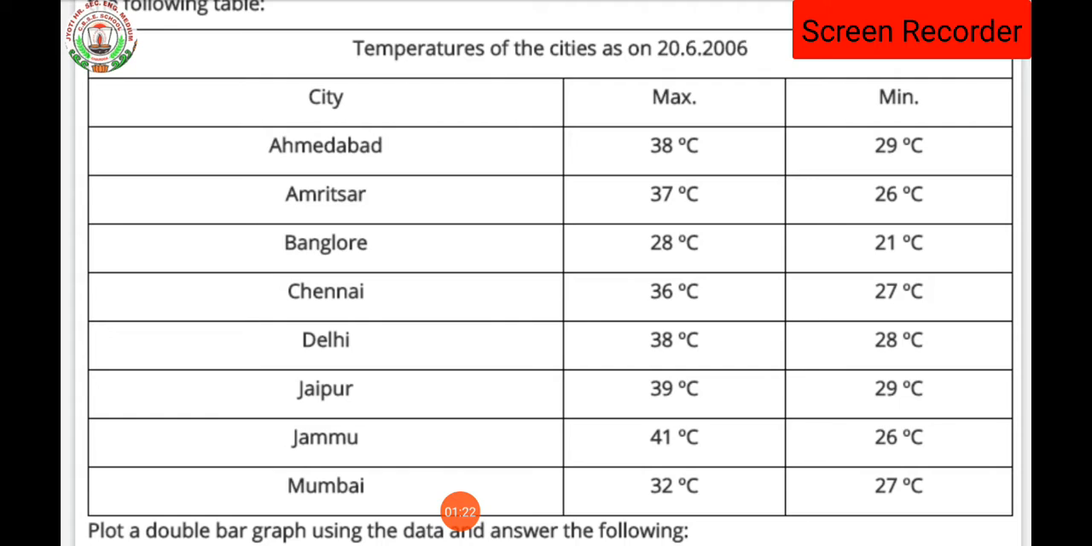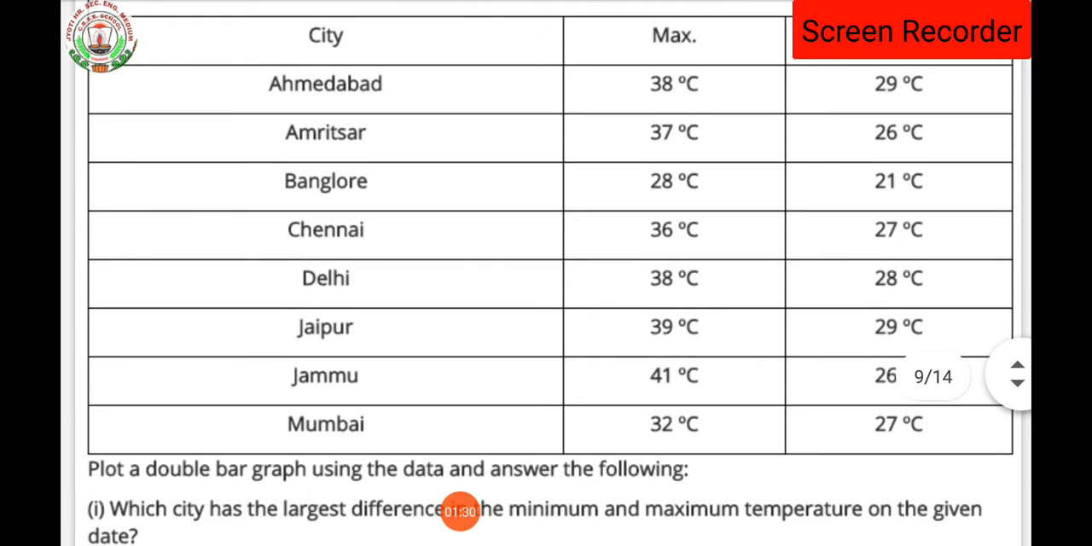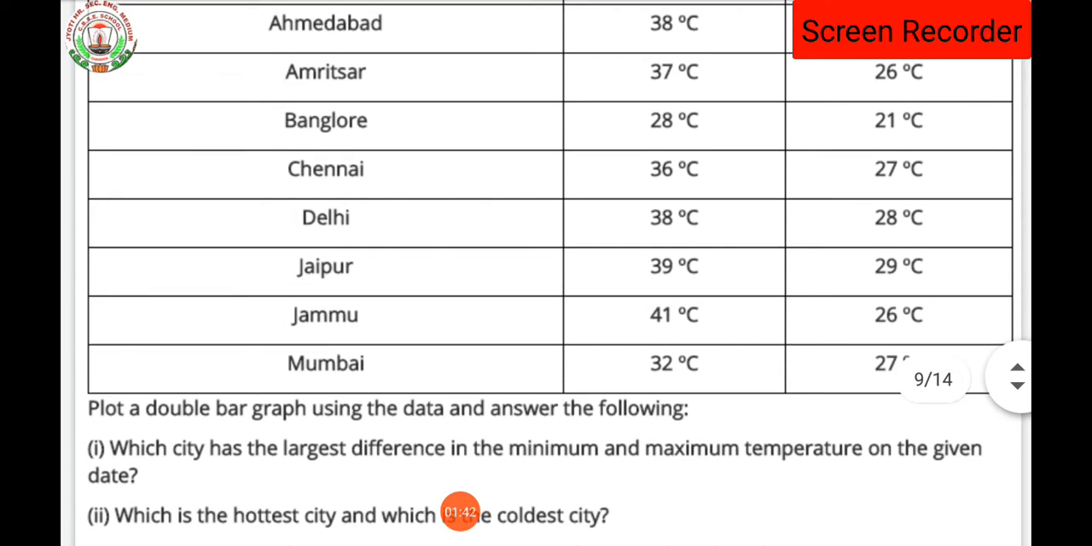Delhi maximum temperature is 38, minimum temperature is 28. Jaipur 39 maximum, 29 minimum. Jammu 41 maximum, 26 minimum. Mumbai 32 maximum and minimum is 27 temperature. So plot a double bar graph using the data and answer the following.